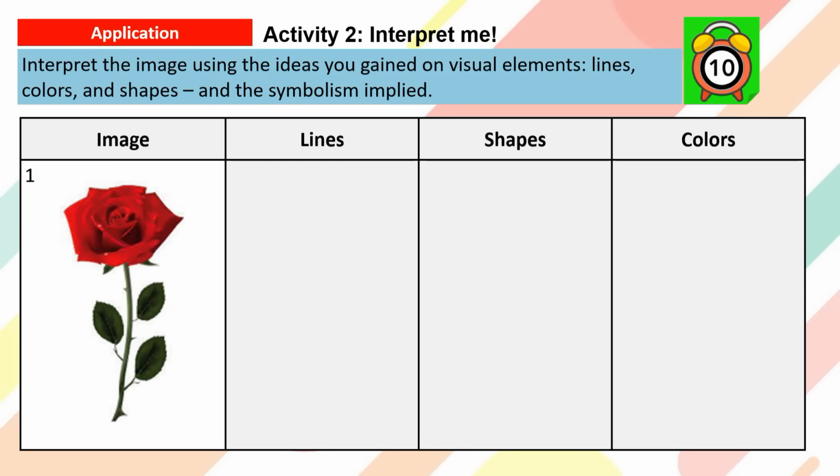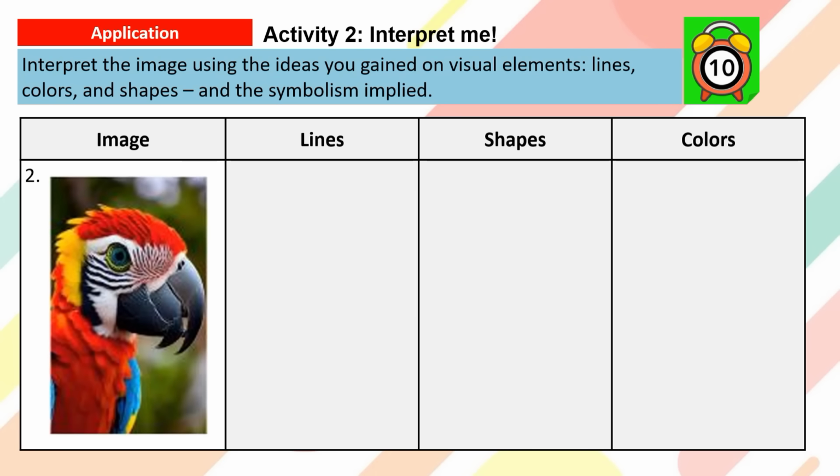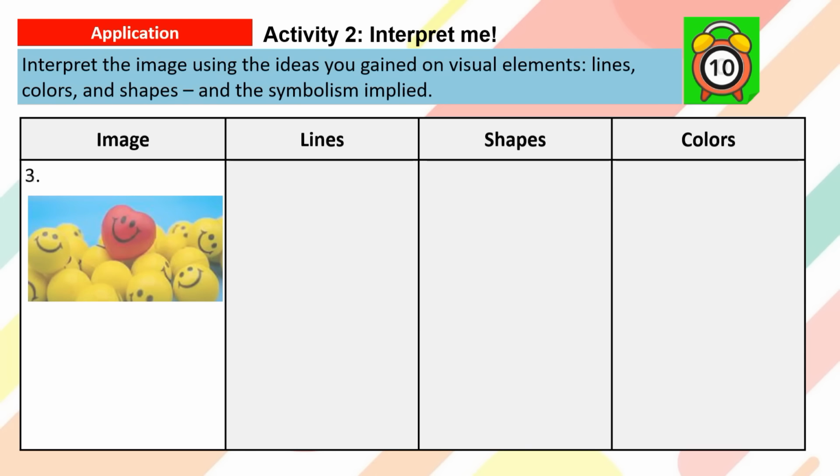Now, let's do this activity. Interpret the image using the ideas you gained on visual elements, lines, colors, and shapes, and the symbolism implied. Number 1, we have an image of a rose. For number 2, we have an image of a parrot. And for number 3, we have some smileys.